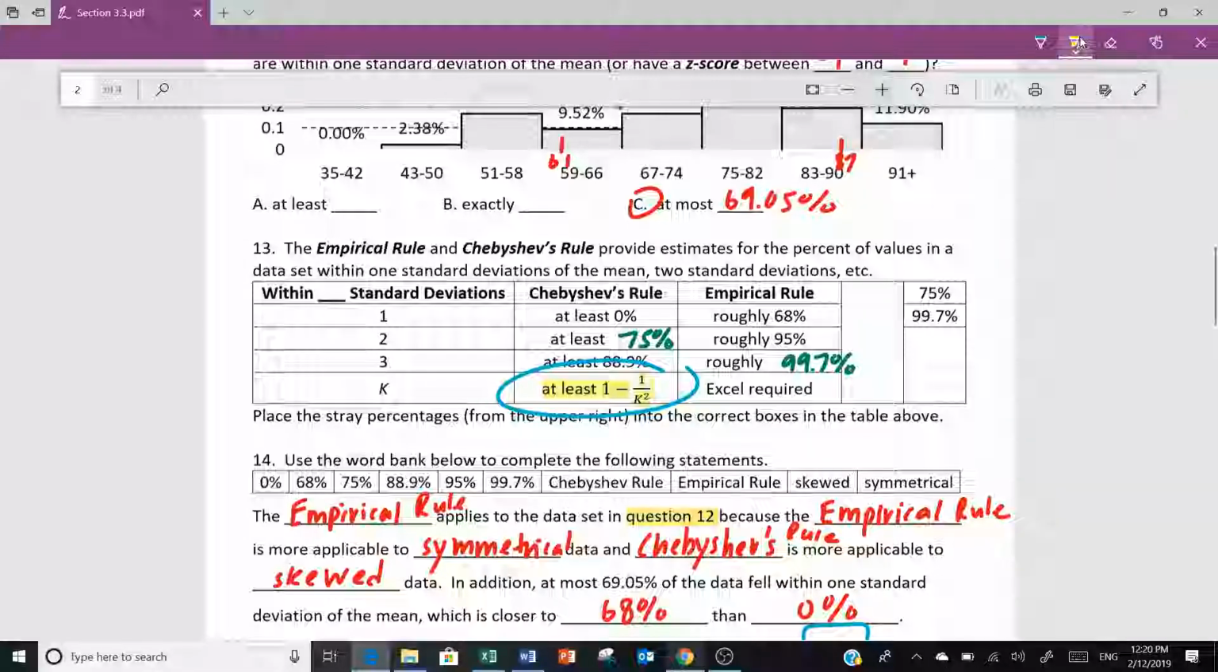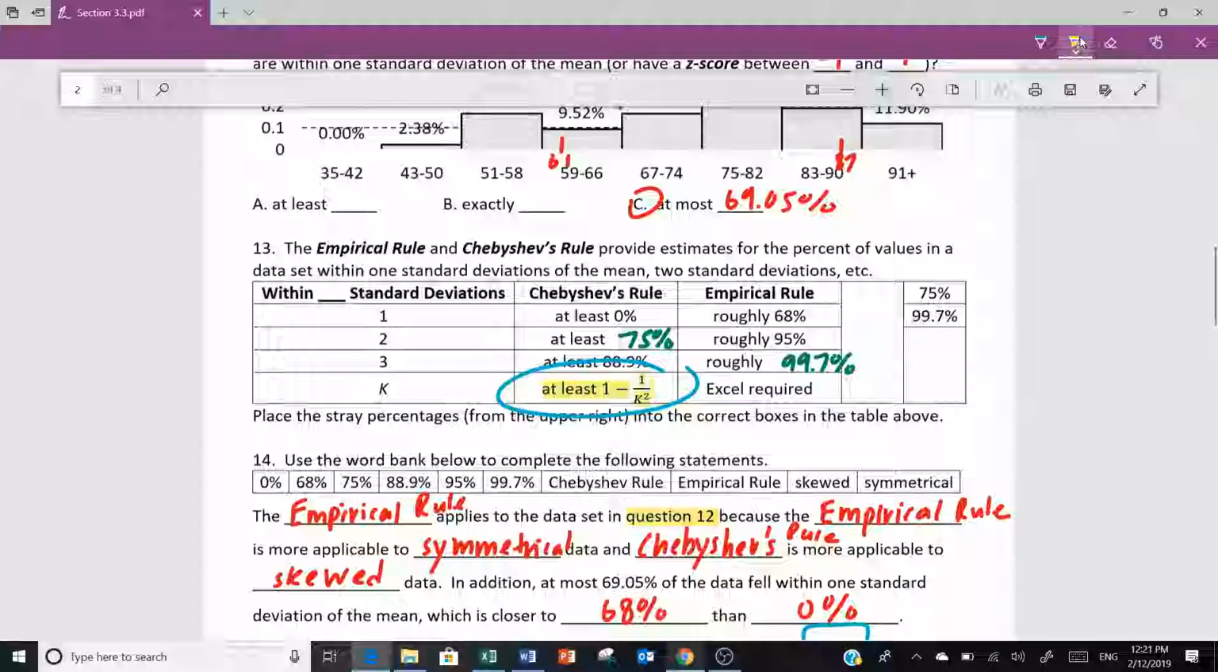It's only for Chebyshev. The formula that you use for the empirical rule, we wouldn't have been able to do because we would have to use Excel. And we only know what it is for 1, 2, and 3. We don't know how to do it for 4. We were able to do it for 4 for Chebyshev because we have this beautiful formula here. But for the empirical rule, we didn't have any sort of formula.